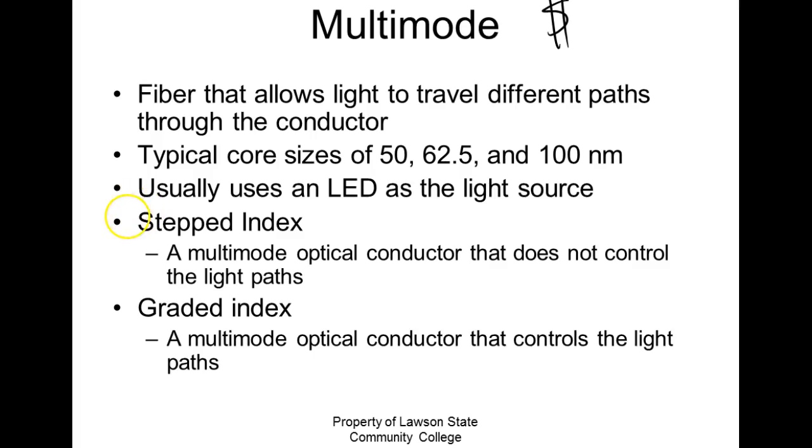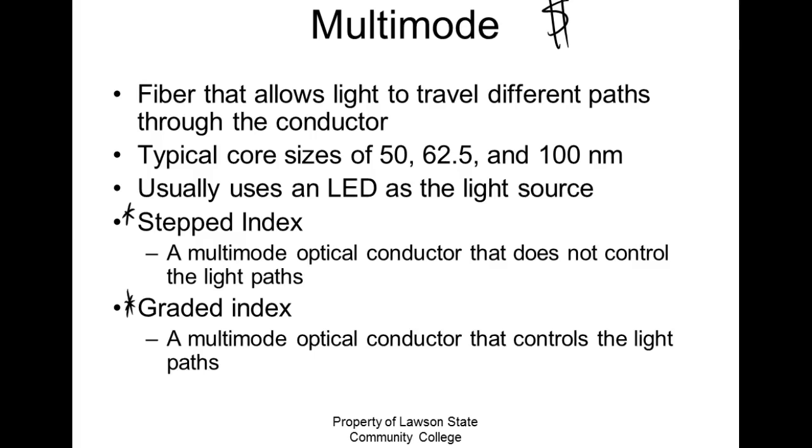So I have two types. I have graded index, I have stepped index, and then I have single mode fiber. So which one will be cheaper, stepped index or graded index? Step's going to be a lot cheaper.